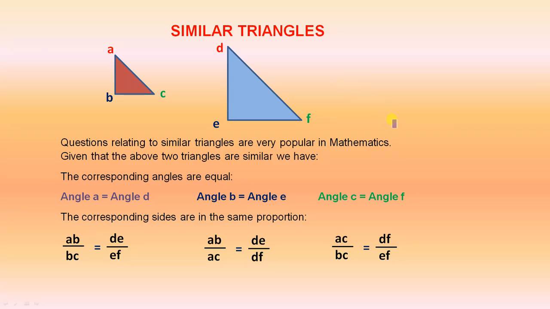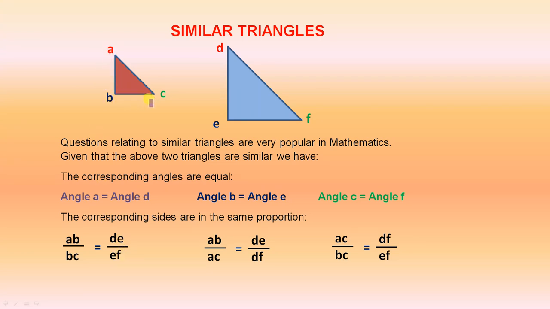Similar triangles. Questions relating to similar triangles are very popular in mathematics. Given that the above two triangles are similar, the corresponding angles are equal. That means angle A equals angle D, angle B equals angle E, and angle C equals angle F. The corresponding sides are in the same proportion. That means AB over BC equals DE over EF.